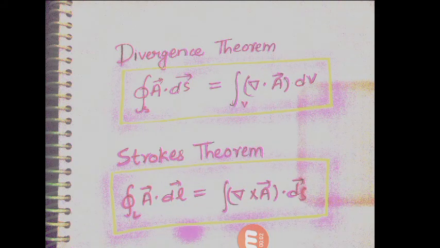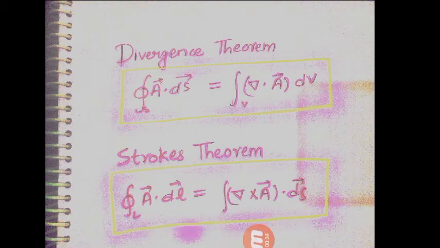Hello everyone, welcome to this video, and in this video we'll see how to remember the divergence theorem and the Stokes theorem. The divergence theorem is given by the relation that exists between surface integral and volume integral. Similarly, the Stokes theorem exists between the line integral and the surface integral.